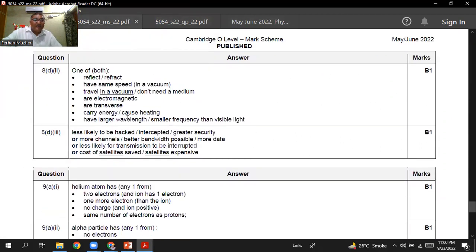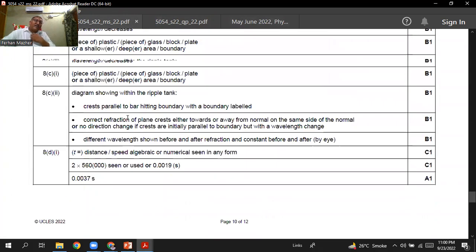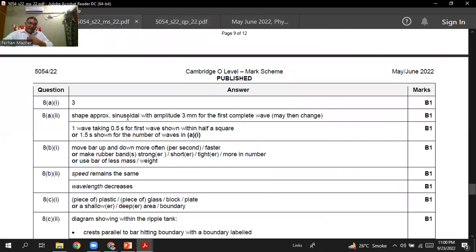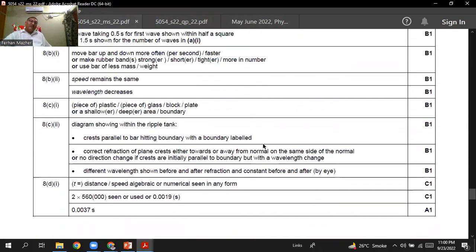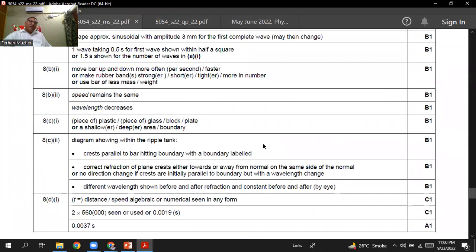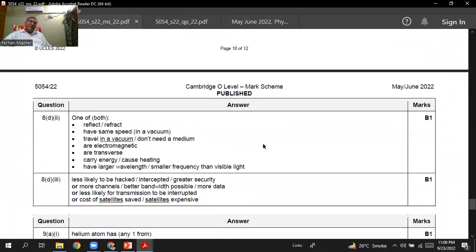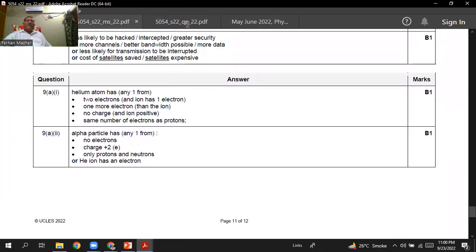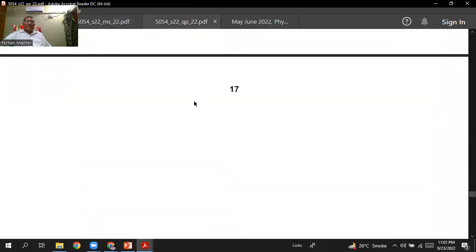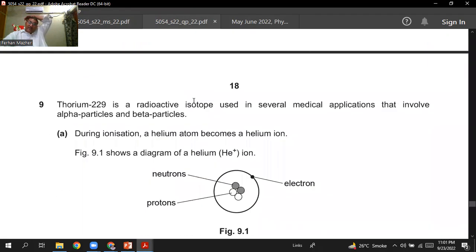So my dear students, the marking scheme of the question number 8 D part is showing up on your screen. I can show you the whole marking scheme of the question number 8. You can pause the video and take your time with the question number 8. Here we go. Okay, so we are going to the next question. The next question coming up on your screen is question number 9.